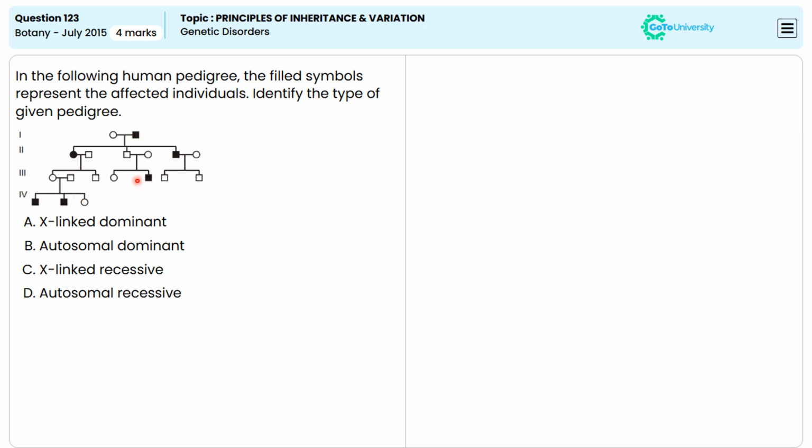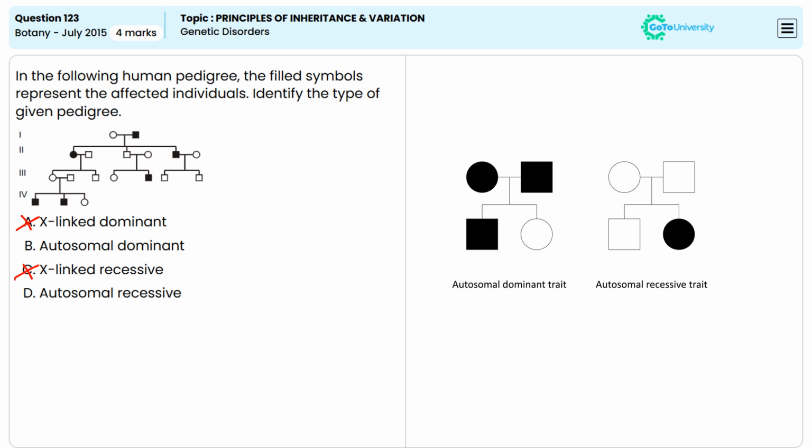That means the trait is located on one of the non-sex chromosomes, that is autosomes. So, option A and C are incorrect answers. Now, coming to autosomal dominant and autosomal recessive. In all cases of autosomal dominant trait, it typically appears in every generation. There is no skipping of generation and only one copy of the dominant allele is needed for the trait to be expressed. That is either heterozygous genotype or homozygous dominant genotype.